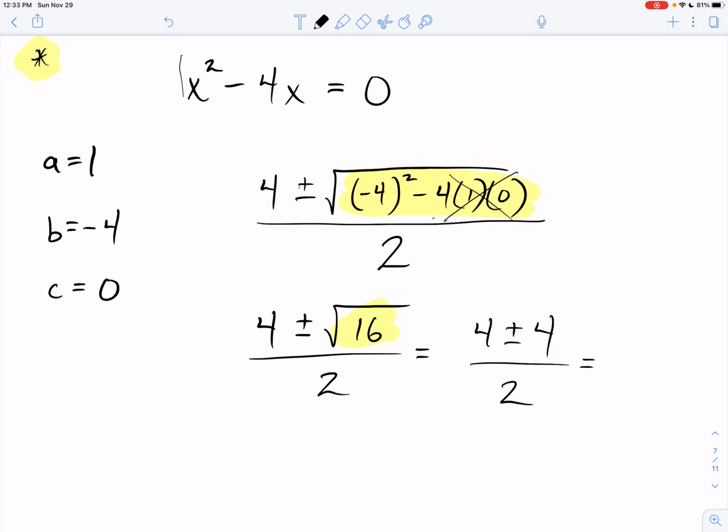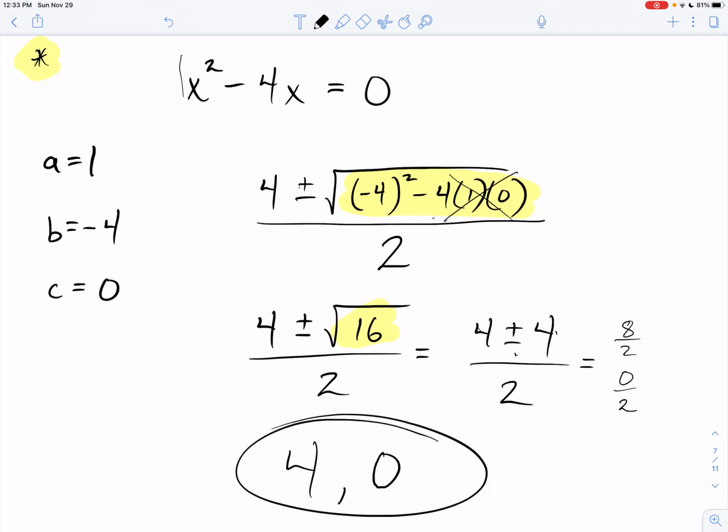4 plus 4 is 8 over 2. Wait, that's just 4. 4 minus 4 is 0 over 2. Oh, that's just 0. See, I can get my answers from the quadratic formula. I can, but you know what? There is a faster way to do that kind.